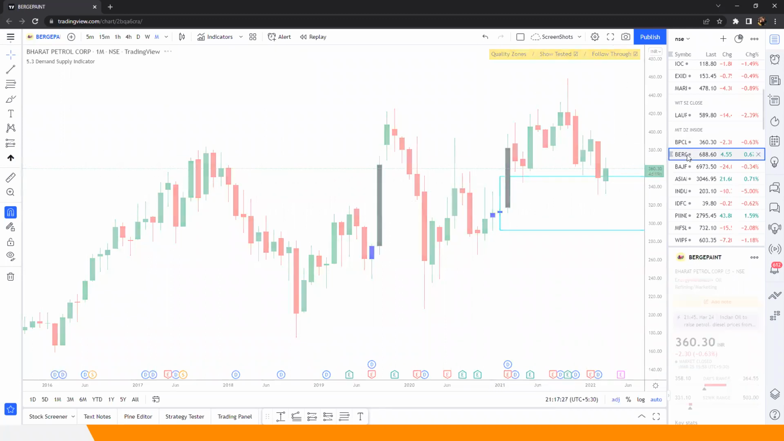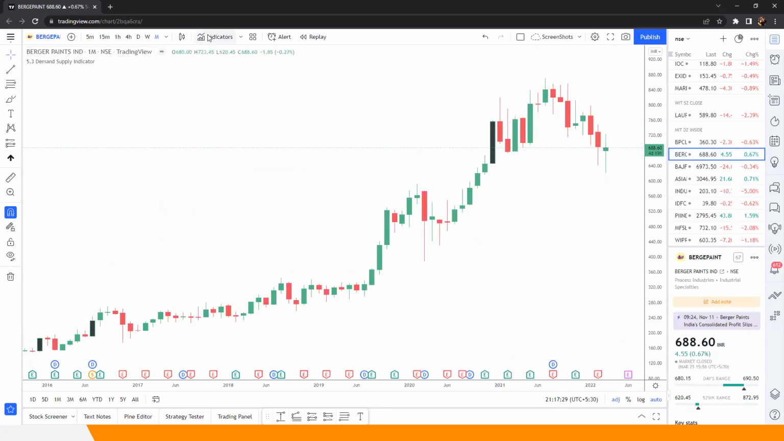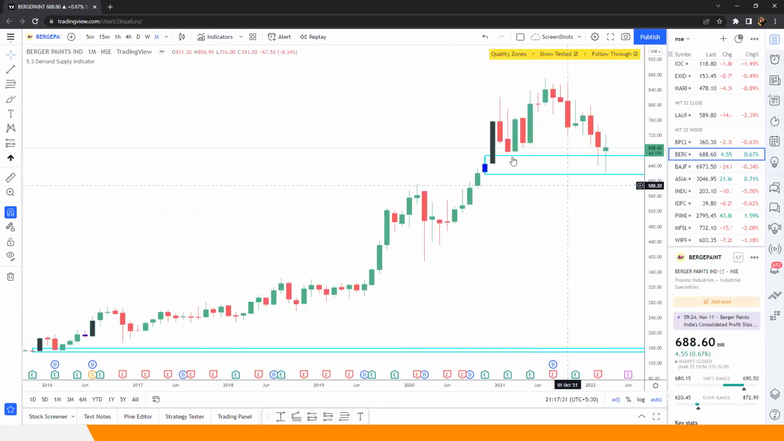Similarly, if I go to Berger Paint, let's just again bring it back. So you can see Berger Paint definitely came this month inside of it. Now, just as an example, you already know that Berger Paint has already started reacting from a monthly demand area. Maybe if you want to plan some intraday trades, or you want to plan swing trades, you can look for some quality areas getting formed on the smaller time frame. Then you can try to participate in it, right? So it can also help you this way.